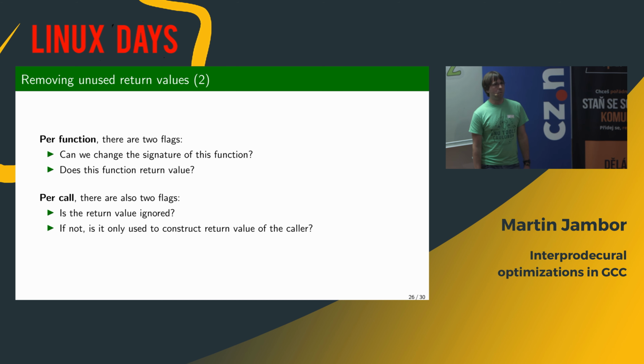And per call, we gather two other flags, and that is: is the return value ignored? And if it's not ignored, is it perhaps only used to construct the return value of the current function? So if you have a function that calls foo and returns foo plus 1, this flag would be set for the call of the foo.